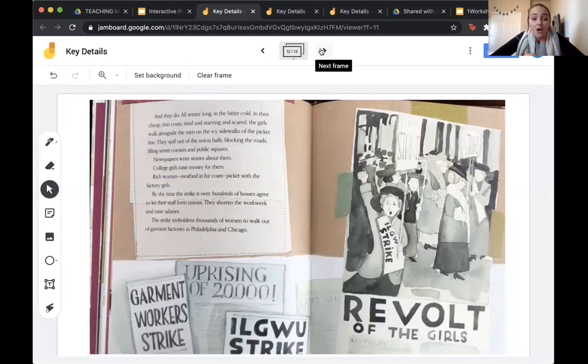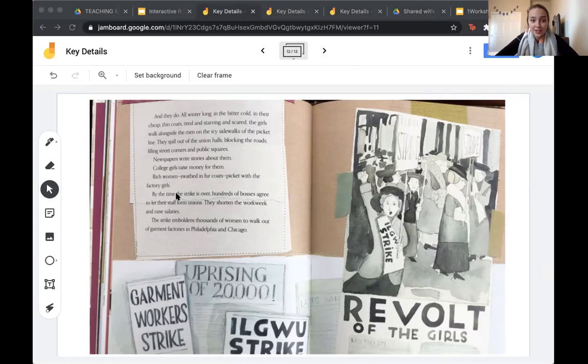And they do all winter long in the bitter cold in their cheap thin coats. Tired and starving and scared, the girls walk alongside the men on the icy sidewalks of the picket line. They spill out of the union halls, blocking roads, filling street corners and public squares. Newspapers write stories about them. College girls raise money for them. Rich women, swathed in fur coats, picket with the factory girls.